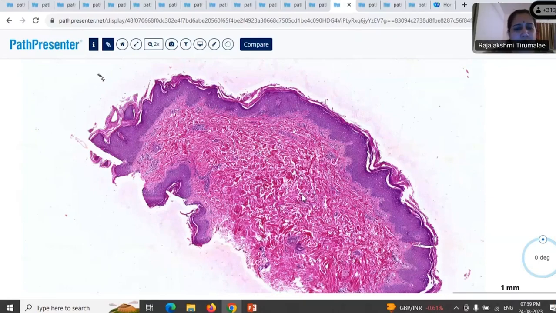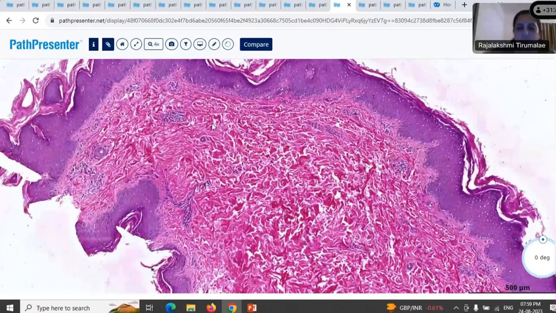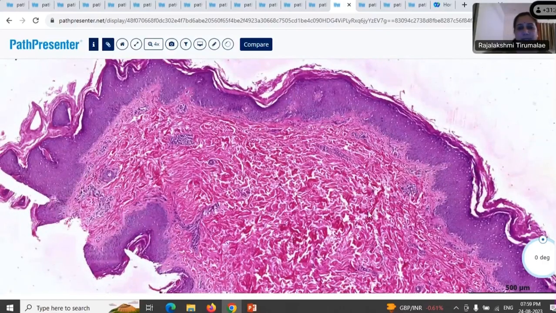Do you see any infiltrate in the dermis? Are you able to make out? You've seen so many cases with dermal infiltrates till now. So here, anything? Yes, ma'am, but not that obvious. Not that obvious. So I think you've picked up the findings very correctly.